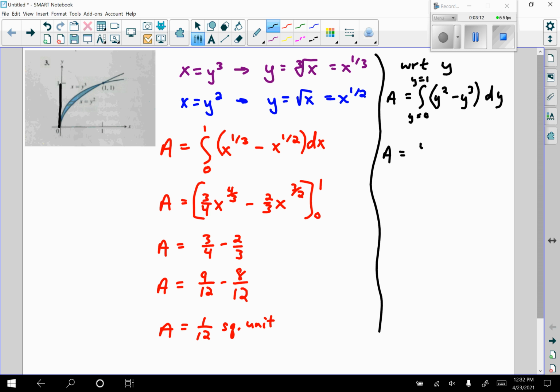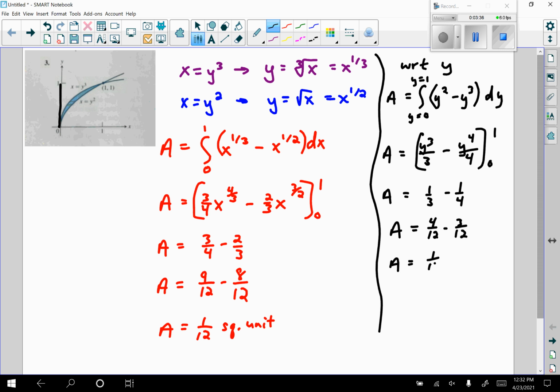So now this will become y cubed over 3 minus y to the 4th over 4 from 0 to 1. And we'll get 1/3 minus 1/4, and then minus 0. So this will give us 4/12 minus 3/12, which is also 1/12 square units. Pretty neat. So there are multiple ways we could do this, with respect to x, with respect to y. Now this one wasn't too terrible to solve for y in terms of x, but others are going to be a little more involved. But like I said, in today's lesson, I'll go over a couple more examples where we do this.